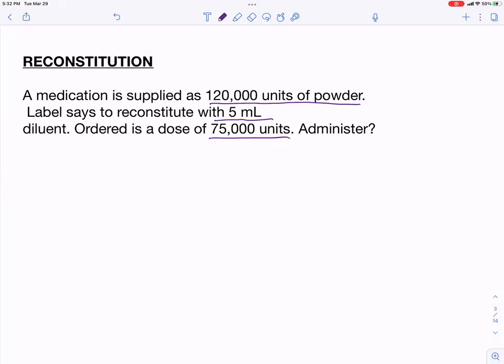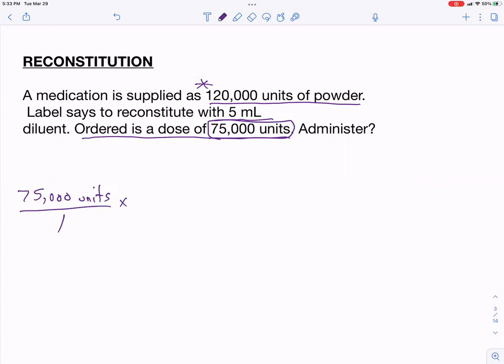The first thing, we always look for the given, and the given is the order. But please read your questions. Don't get confused. This here, 120,000 units, is not the order. That's what the label is supplying: 120,000 units of powder, and there's a label on it. What is ordered is 75,000 units. So we start with 75,000 units, much like the 1 factor. You can put that over 1. So the ordered dose is 75,000 units.